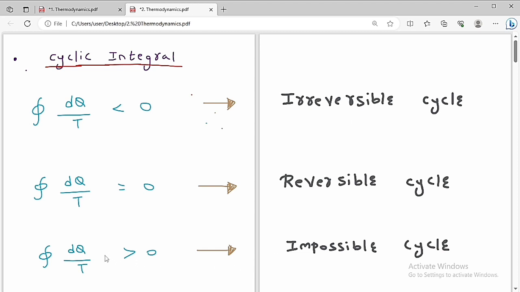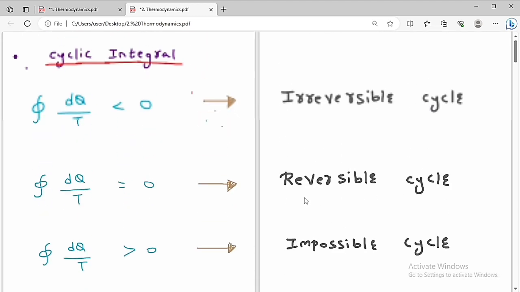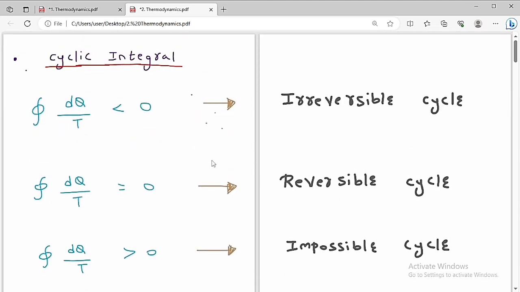The last one is where the efficiency is greater than 100%. Can you make any engine which has an efficiency of more than 100%? It is impossible. That is the reason we say it is an impossible cycle. Okay, this is the point you need to keep in your mind. Definitely you will get at least one question from this concept.